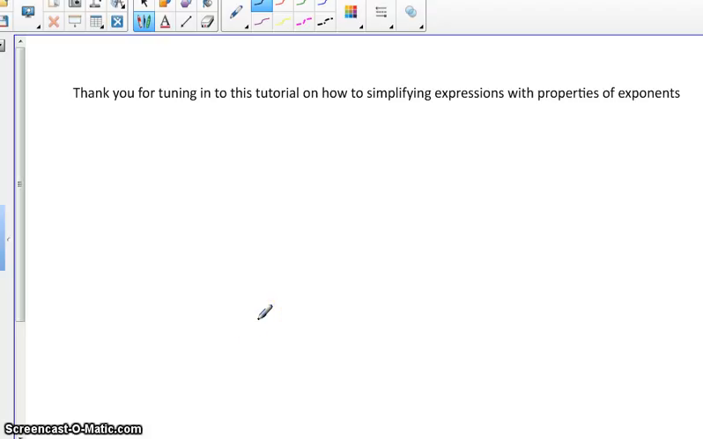So I hope you guys really saw this in depth. It was a good example, a good tutorial on how to simplify expressions with properties of exponents.